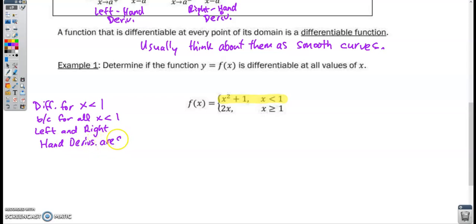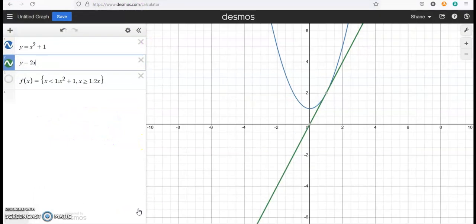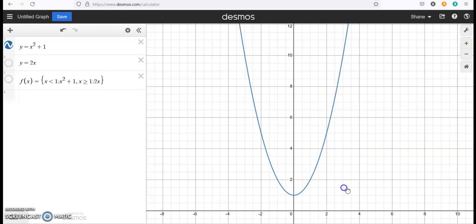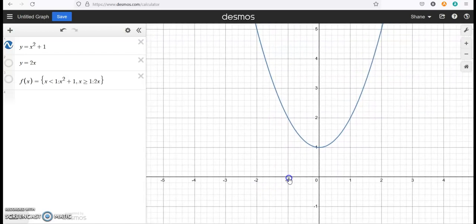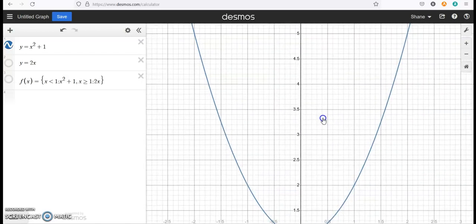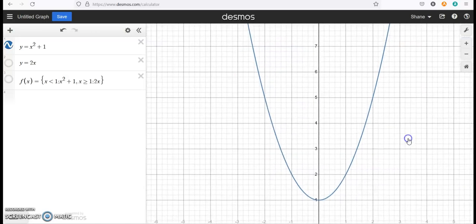And we don't really need to imagine it. If I step up here, here's my curve, y equals x squared plus 1, and we're really only focusing on it for x values less than 1.